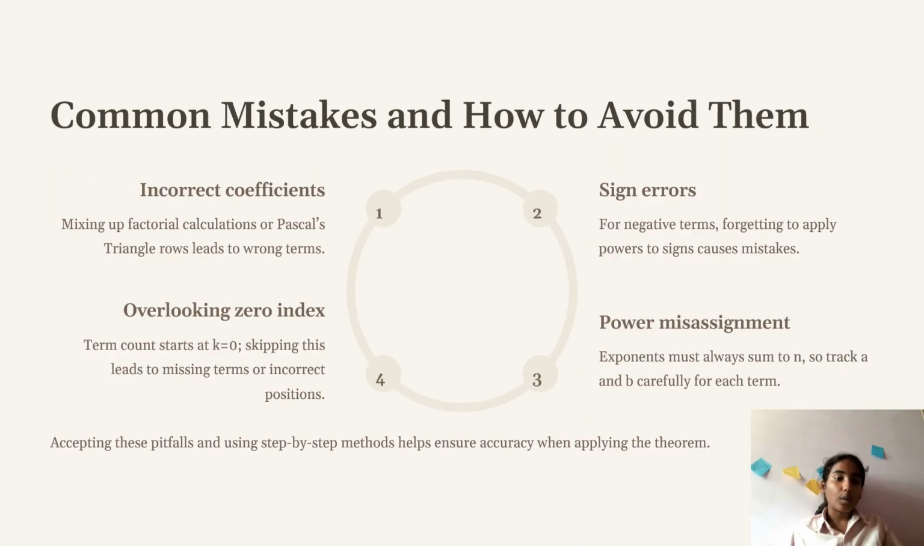Common mistakes and how to avoid them. Incorrect coefficients: mixing up factorial calculations or Pascal's triangle rows leads to wrong terms. Sign errors. For negative terms, forgetting to apply powers to signs causes mistakes. Overlooking zero index. Term count starts at k equals 0. Skipping these leads to missing terms or incorrect positions. Power misassignment. Exponents must always sum to n, so track a and b carefully for each term. Avoiding these pitfalls and using step-by-step methods helps ensure accuracy when applying the theorem.